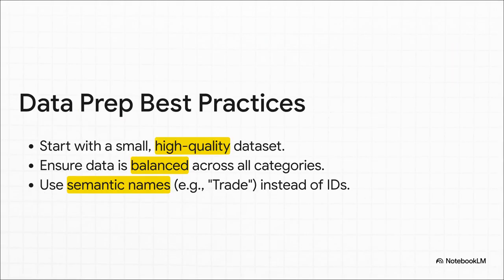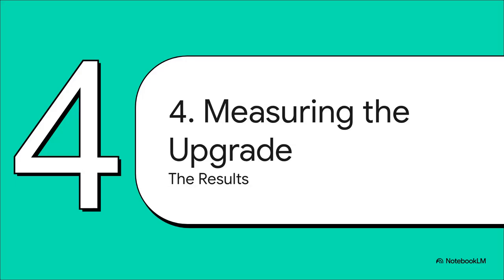Now, before a single bit of training happened, the data prep was absolutely crucial. The team focused on quality, not quantity, starting with just 100 really good samples. They also made sure the categories were balanced, so the model couldn't just cheat by guessing the most common answers. And this is a big one. They used actual words like trade instead of numerical IDs. Why? Because models just reason better with meaningful language. So after all of that, the careful data prep, building a custom grader from scratch, did it actually pay off? Let's take a look at the results.